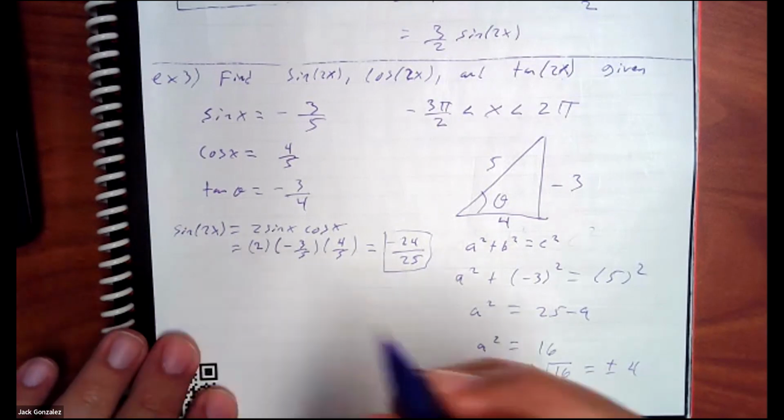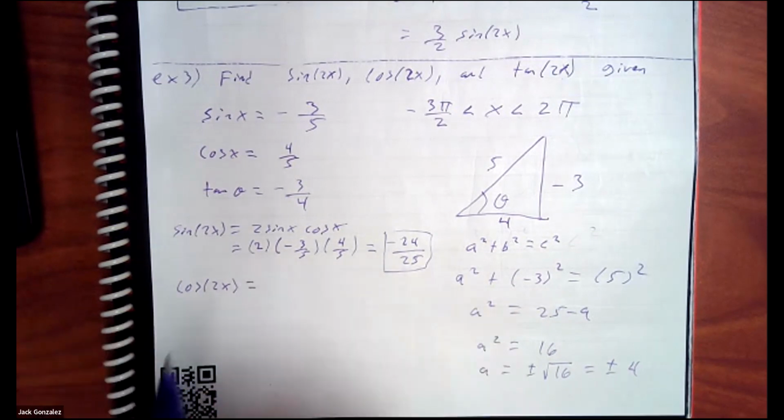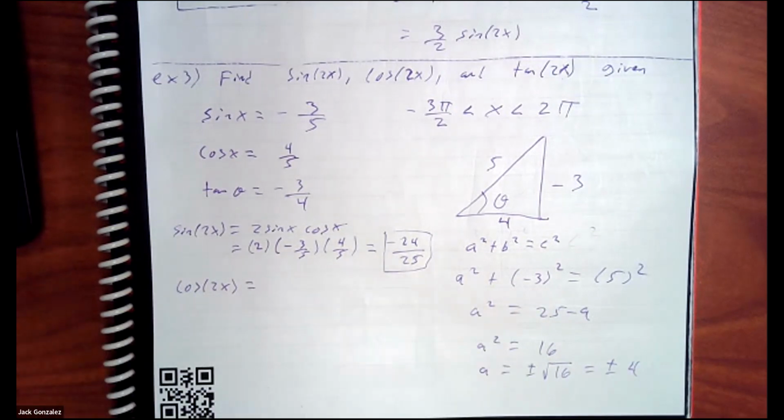Okay, so now do cosine 2x. Choose whatever formula you want. So look at the double angle for cosine. Pick an easy one, I guess. Don't matter. I guess the cosine squared one looks a little better. I don't know.